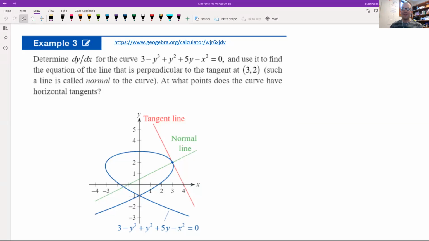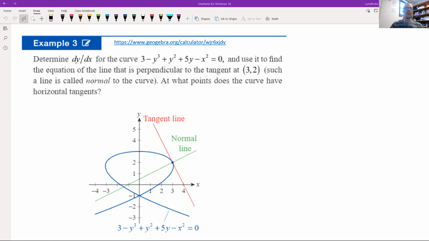Hi, everybody. It's Dr. Lundholm, and we are here in the middle of section 3.5, I believe, looking at implicit differentiation. The first example we're going to look at today is example number 3, which is hopefully where we left off last time.